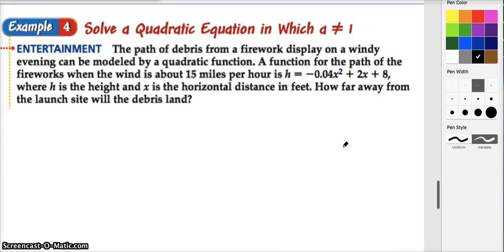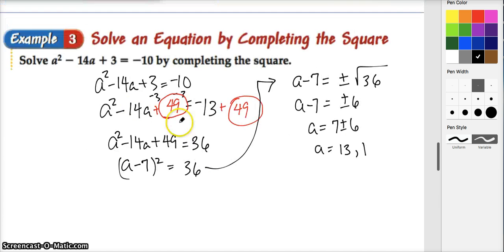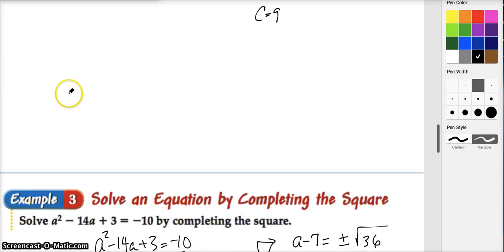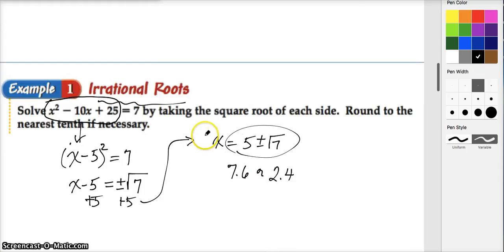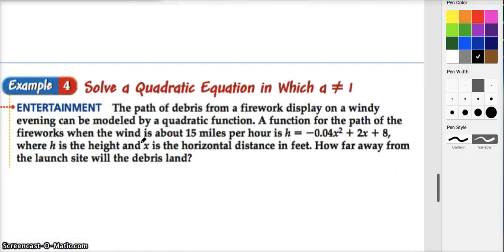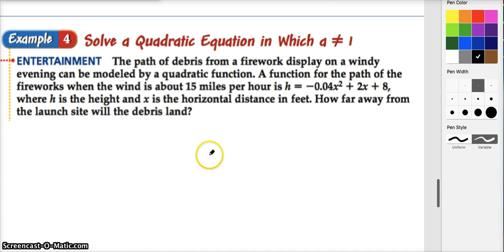We're going to solve this quadratic equation in which a is not equal to 1. So if you notice, this time the lead coefficient was 1 here. All of that was easy. So now we have a little bit more of a challenging problem. So stay focused, please. Solve a quadratic equation in which a is not equal to 1. The paths of debris from a fireworks display on a windy evening can be modeled by a quadratic function. A function for the path of the fireworks when the wind is about 15 miles per hour is as follows.